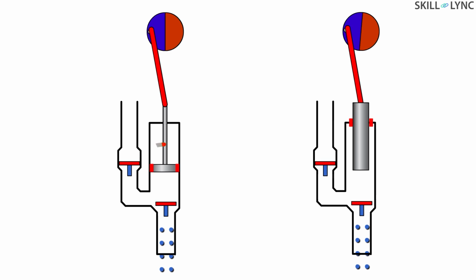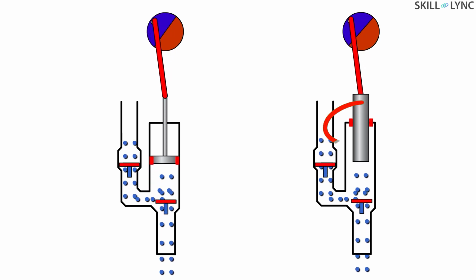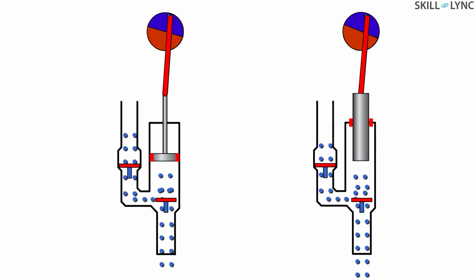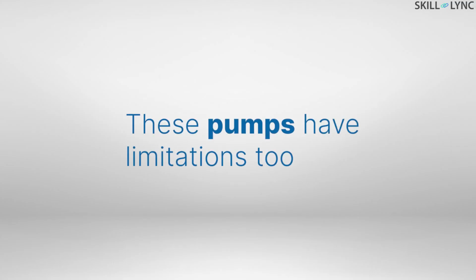In a piston pump, the high-pressure seals move along with the piston head. This is not the case in a plunger-type pump. The high-pressure seals are stationary. This allows us to use them at much higher pressure than piston pumps. However, these pumps have their limitations too.